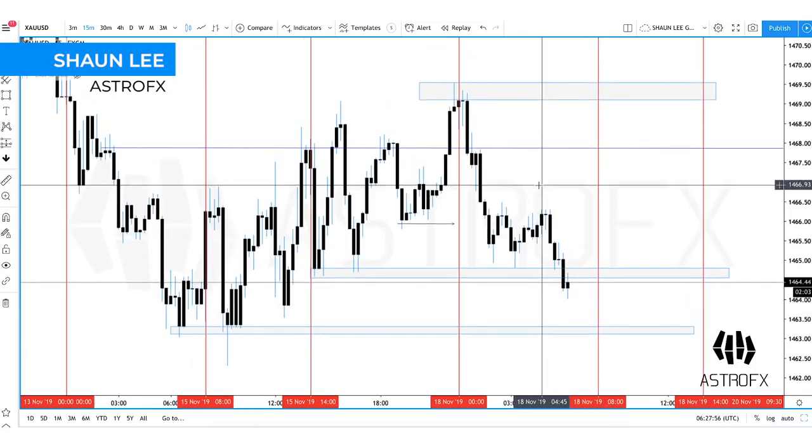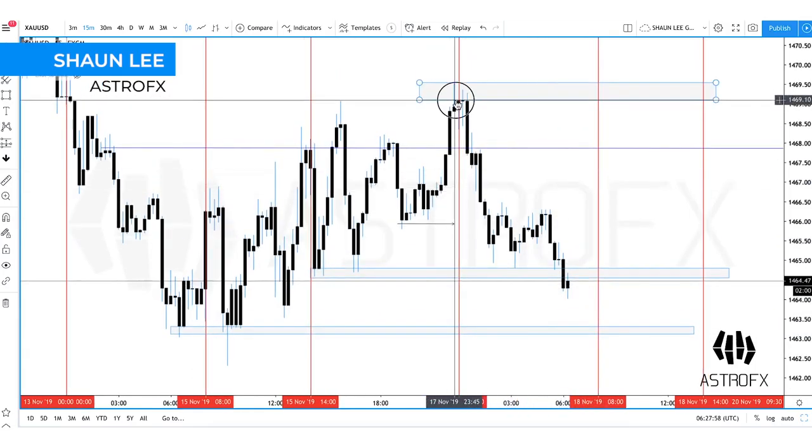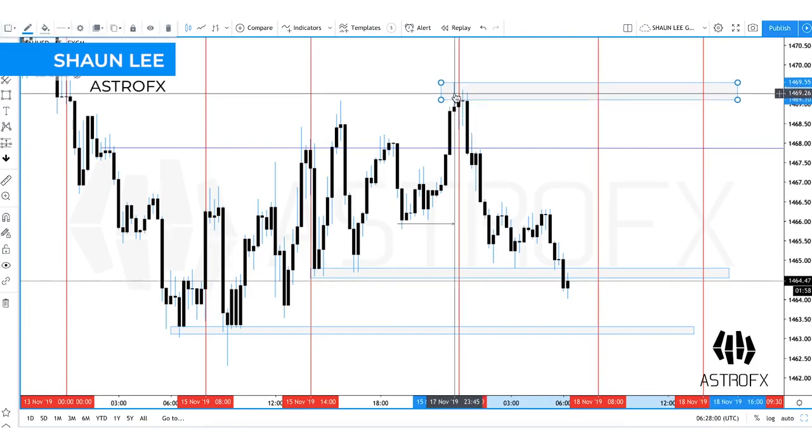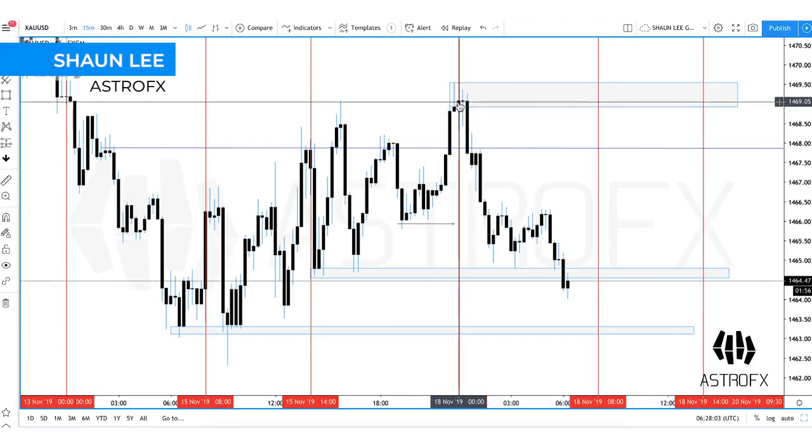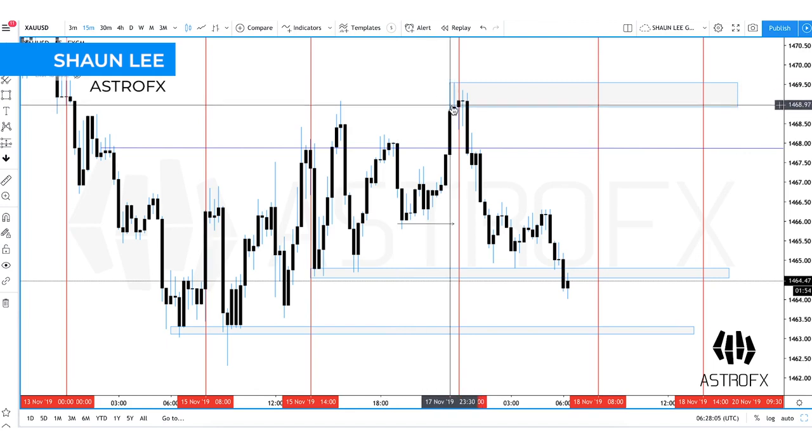Because if you look at the gold PA at the moment, we had the high, so I've taken the highs over here. We had the high formed right there.